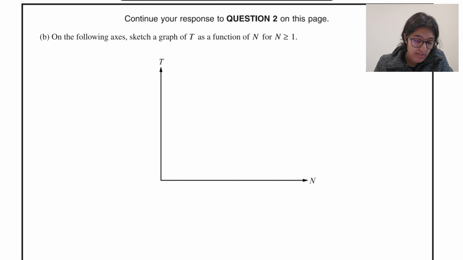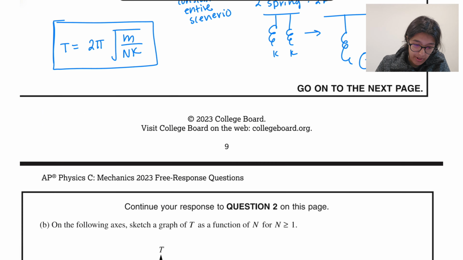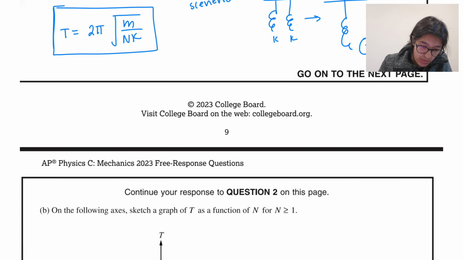It says on the following axes, sketch a graph of T as a function of n for when n is greater than or equal to 1. Okay, so let's go back to the top where we saw our function, which was T is equal to 2 pi square root m over nk. And now they're saying just sketch a graph of T as a function of n, right? So this is what I'm going to do.